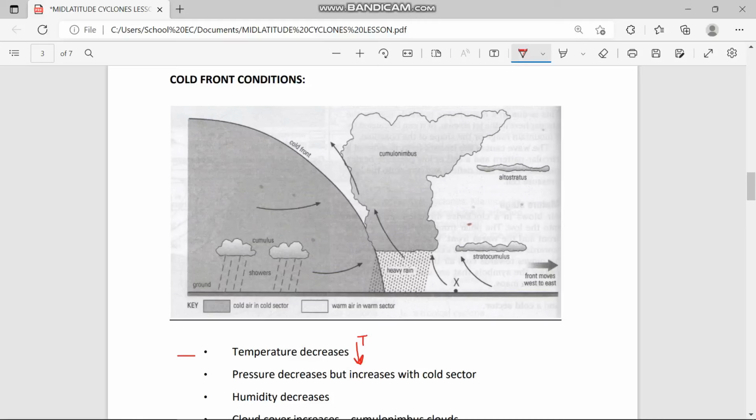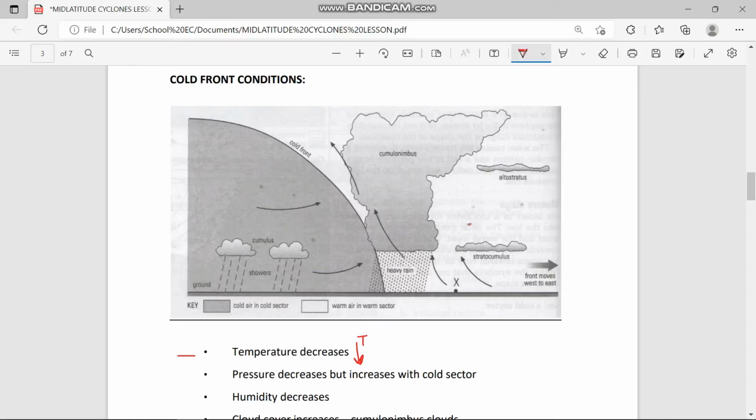You know, cold air has low temperature: 0 degrees, -1, -2. The warm air is the opposite. The warm air can be 27 degrees, 28, 29, because it's hot. But now this is cold front conditions.